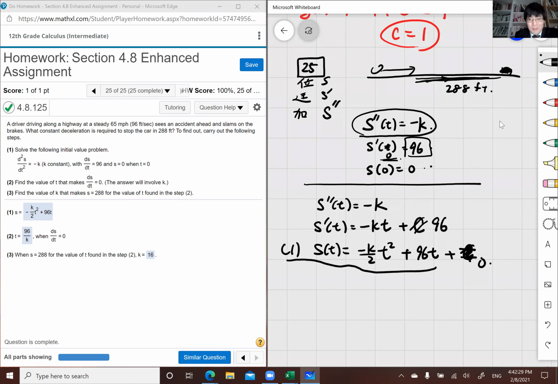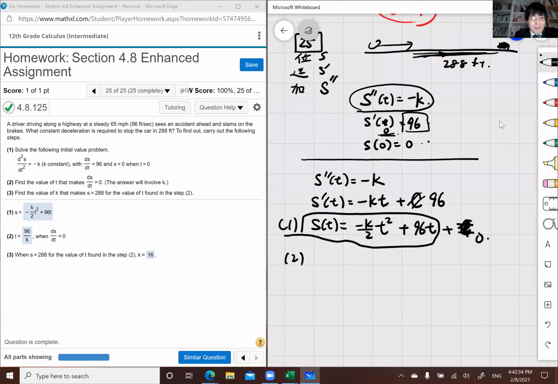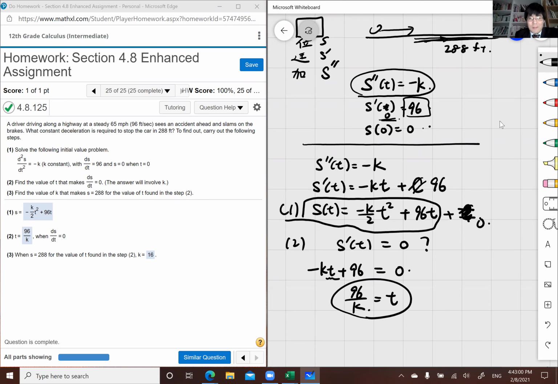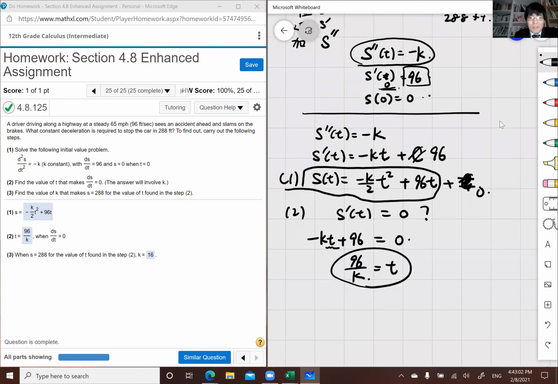Number 2, find the value of t that makes the speed 0. So we want to find the time it stops the car. The speed becomes 0 at what time? The speed is negative kt plus 96, and that's equal to 0. Solving this linear equation, t is equal to 96 over k. So that's the time that the car stops.